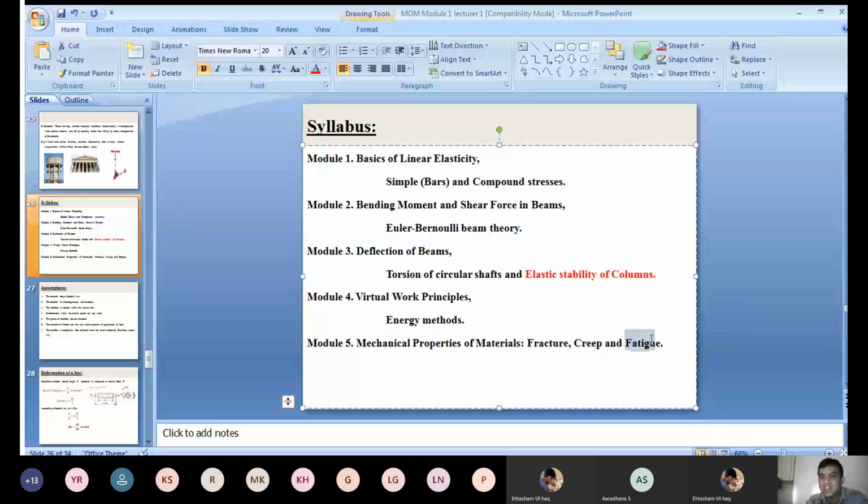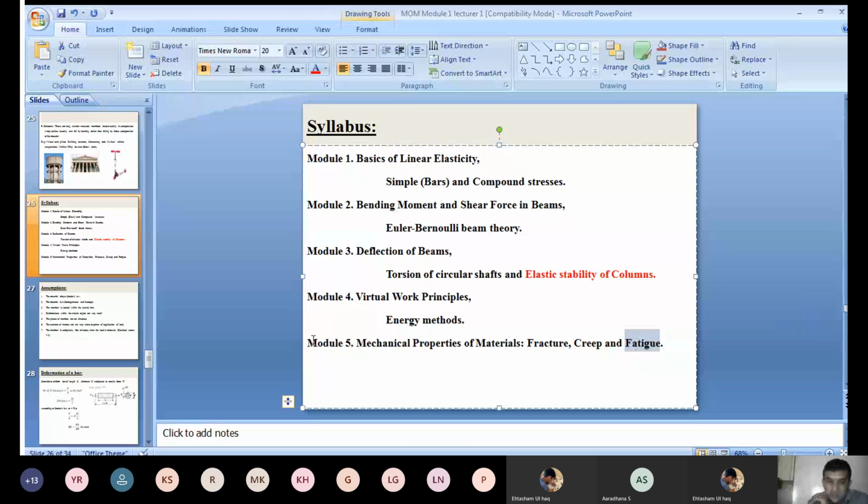Next, the last one is fatigue. When mechanical members are subject to a cyclic load, the failure of the member that takes place under cyclic load is called fatigue. Right? Failure of the material within the yield strength only is called fatigue.